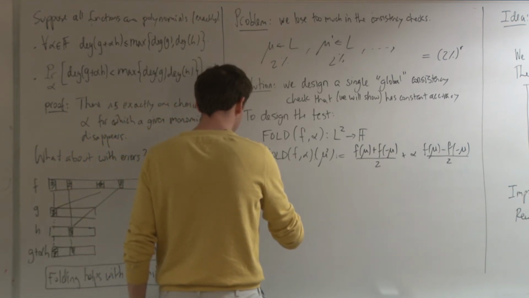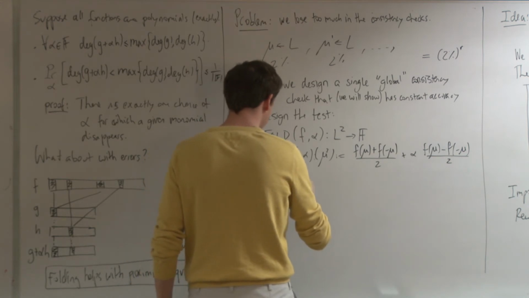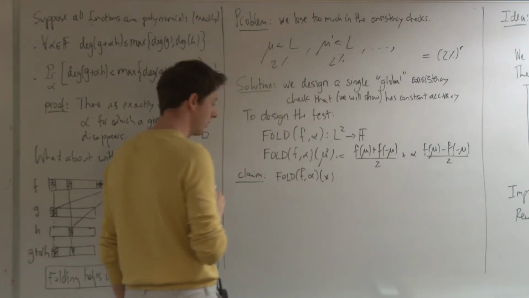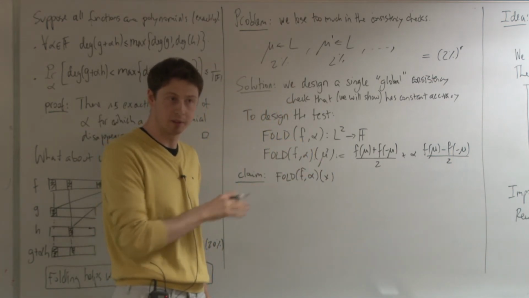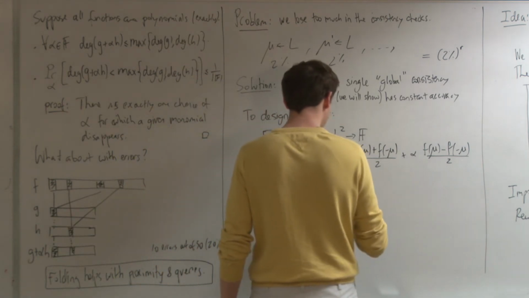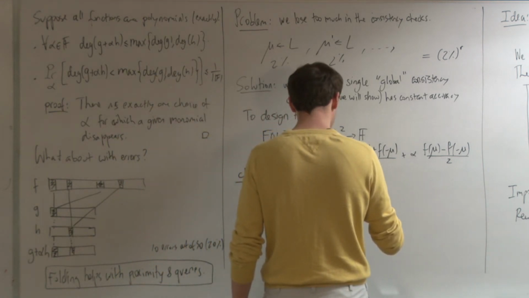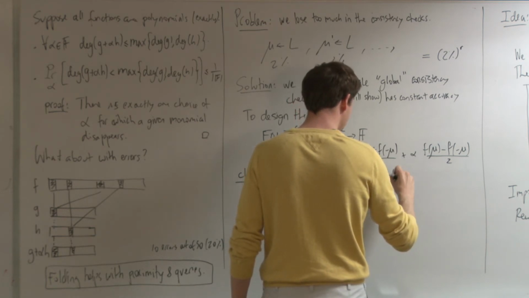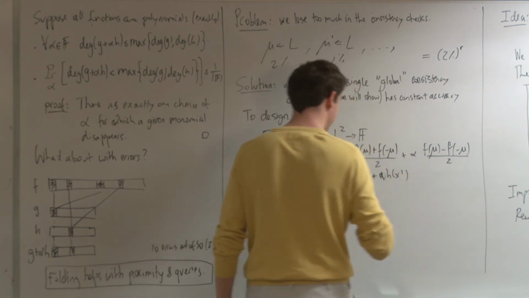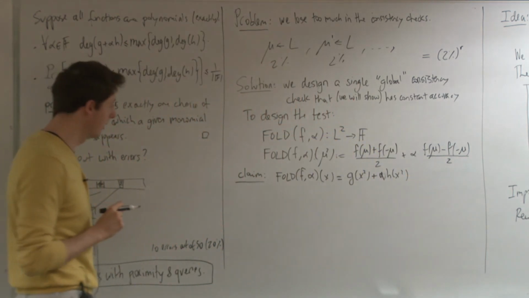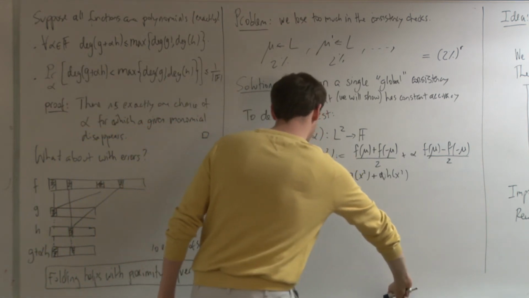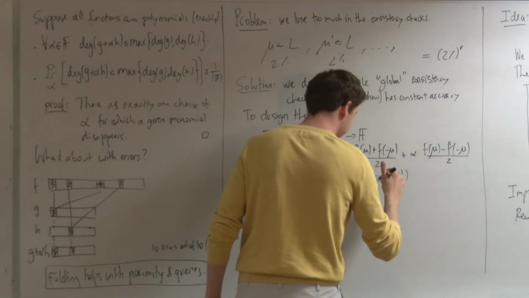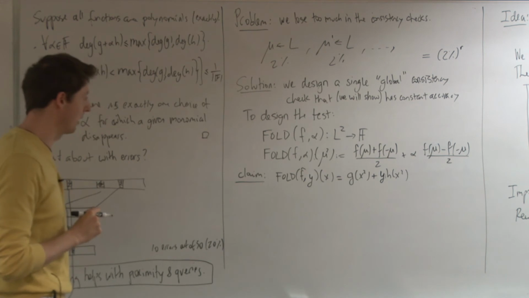Claim that the fold of f hat around alpha, as a polynomial. So I take the polynomial f hat, I fold it, and it equals g of x squared plus alpha h of x squared. And in fact, I'm also going to put a y here because really I can actually talk about an entirely bivariate object. That's what I'm going to claim.